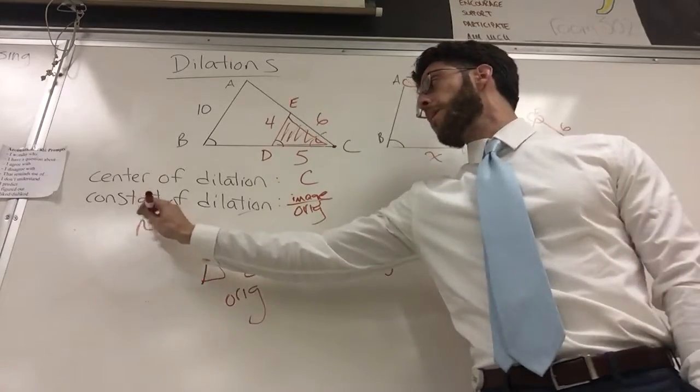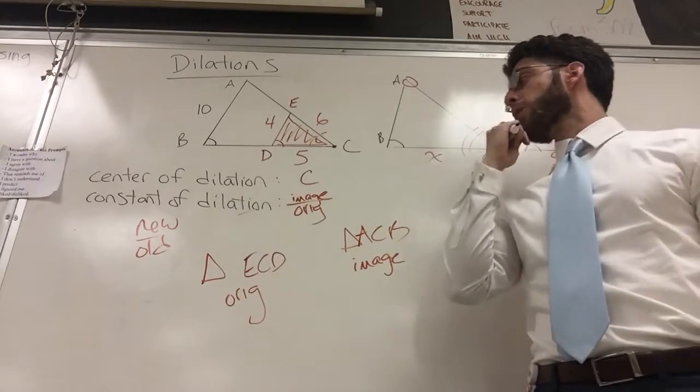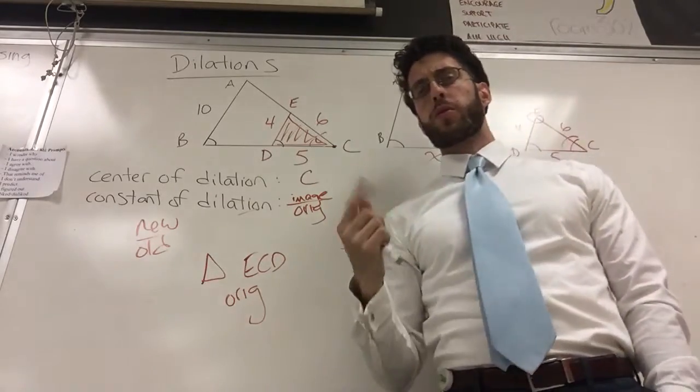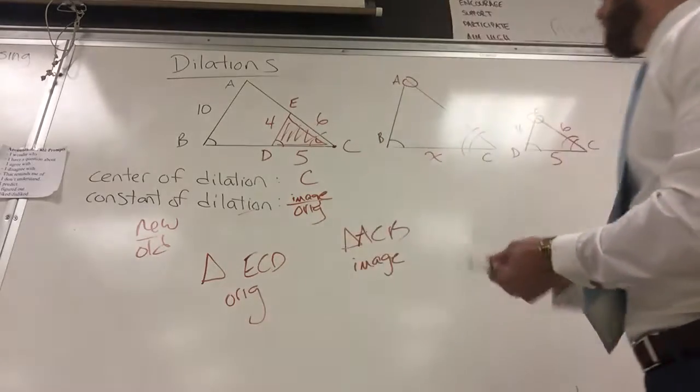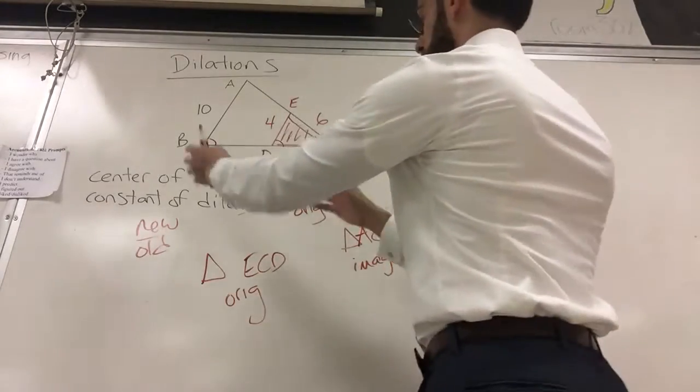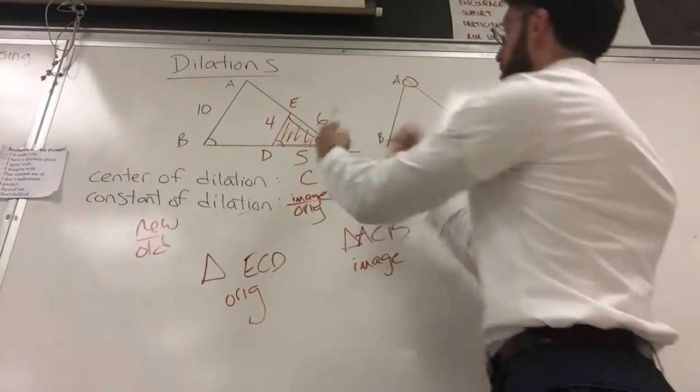New over old, same thing, image over original. So what do you mean by that, new over old, image over original? Meaning the length of one leg is all you need to know. So here I need the image. The image is ACB, the image is the big one.